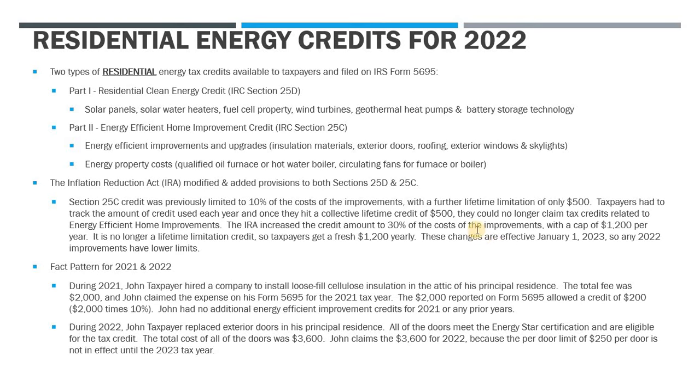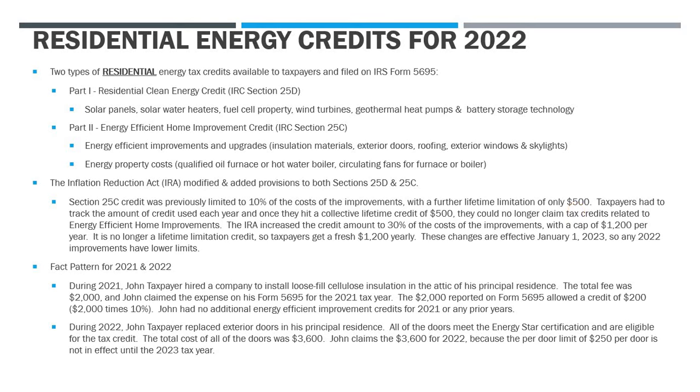The IRA increased the credit amount to 30% of the cost of those improvements, and now the cap is $1,200 per year, but it's not a lifetime credit. In other words, every single year you can get up to $1,200 of credits if you make new installations every single year. For 2022 and prior, we had this lifetime limit of $500, and so taxpayers have to track how much they use every year. Once they hit $500, that's the end of it. What I'll show you with our example is John was claiming some of the credits in prior years, and when he does his 2022 return, he has to factor that in there.